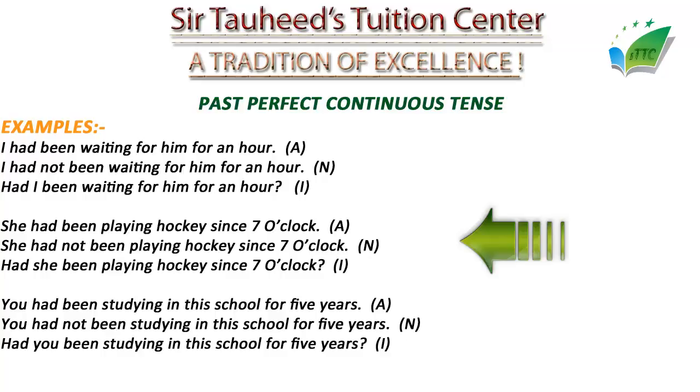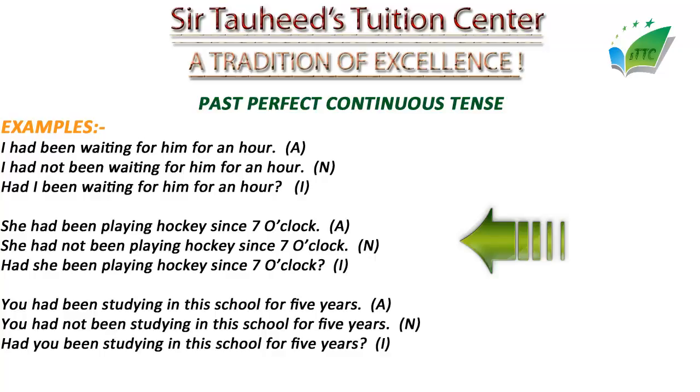at 7 o'clock in the past, and this work kept continuing in the past, and after some time it stopped or completed, but we cannot understand how long it went. Here only the starting point is given, so the complete time of the activity is not known. Now if we want to make its negative sentence, we'll use not after had. Other things will remain the same, so the sentence will become: she had not been playing hockey since 7 o'clock.